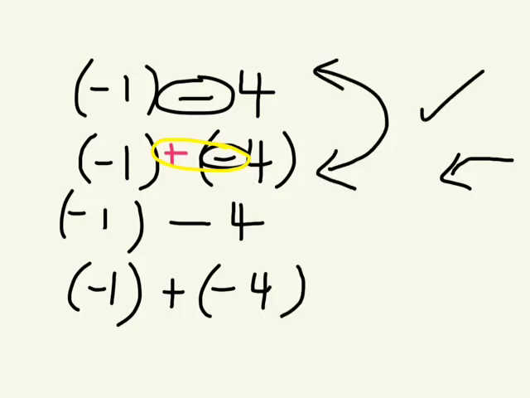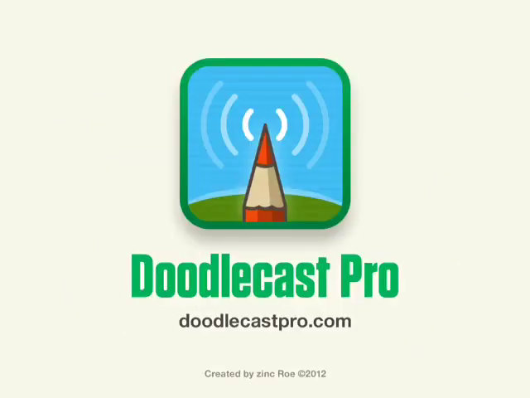These two statements represent the exact same thing. They're equal. Okay, so what would be the answer to this? You have a negative 1 and you're adding a negative 4. Negative 5. Good, excellent. Okay, and negative 1 take away 4 is negative 5. You get the same answer. Good.